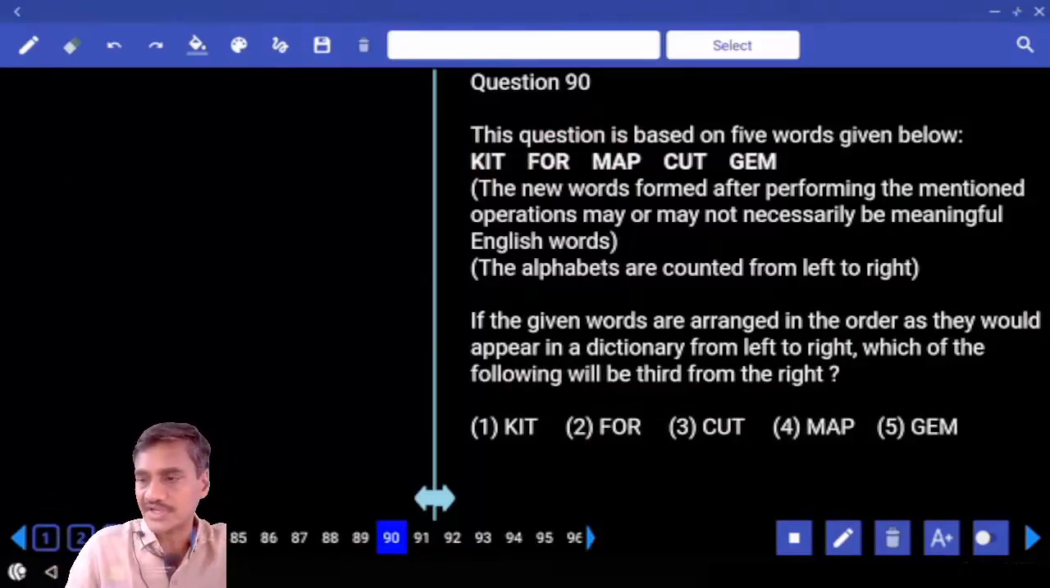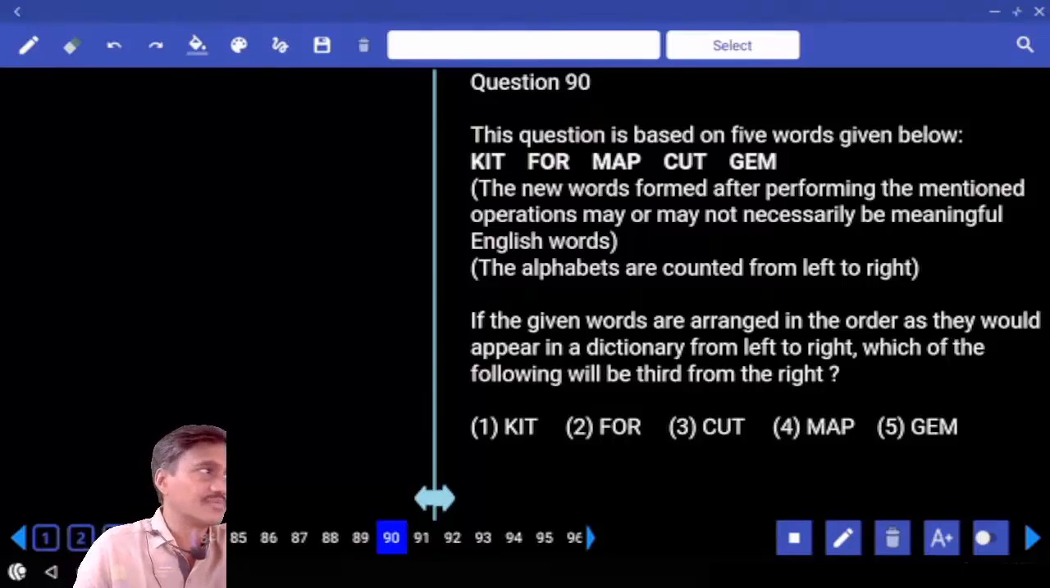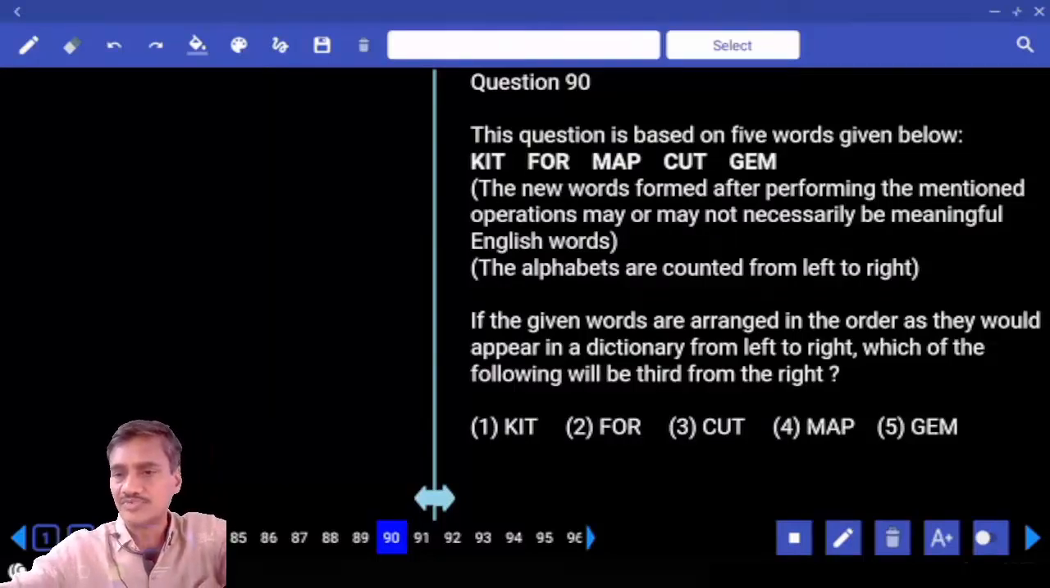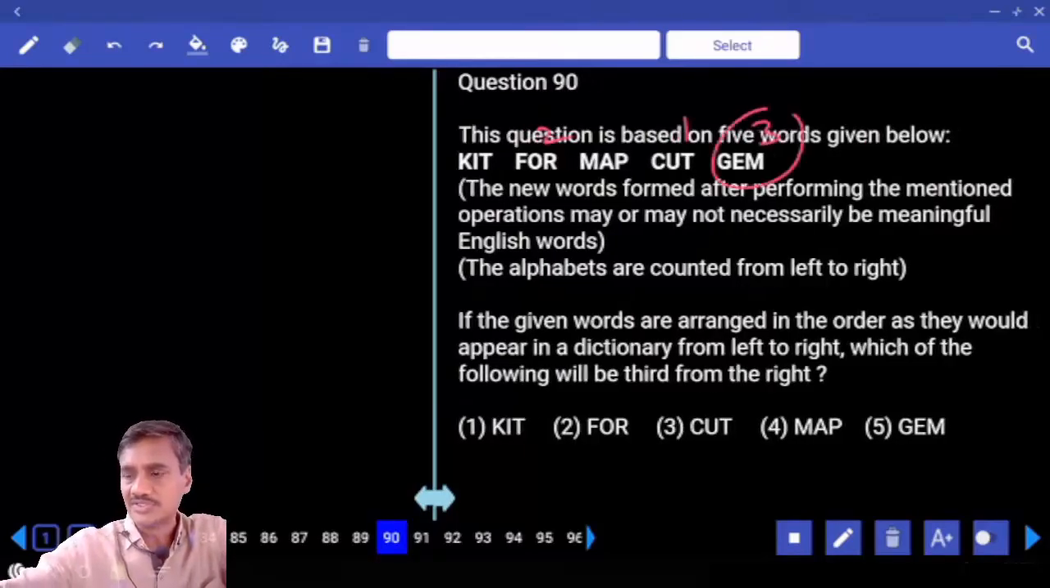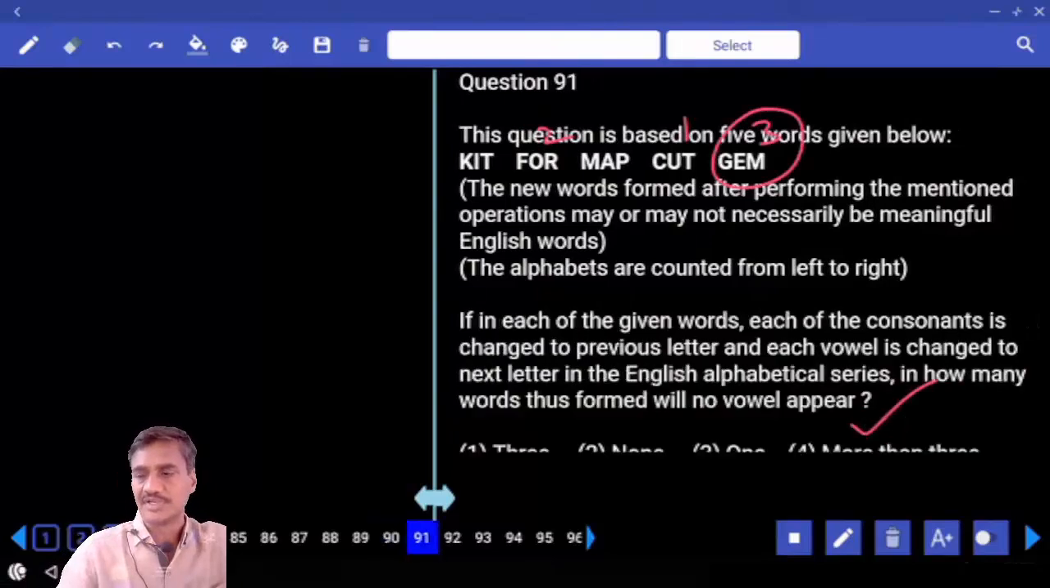Then in this 90, if the given words are arranged in the order as they would appear in a dictionary from left to right, then which of the following will be third from the right hand? Third from the left and third from the right is one and the same. Then give the numbering to this one. First, Japan is C, next one F, next one is G. Hence Jam is the answer. Choice 5, question number 90.